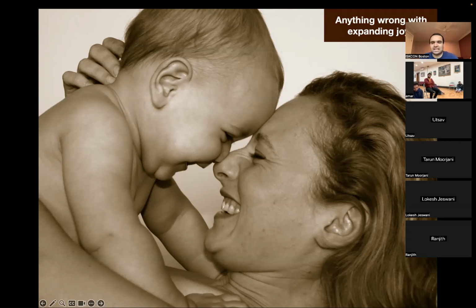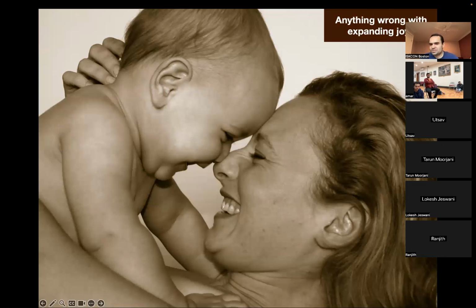So similarly, if parents are giving birth to a child just for their own selfish enjoyment, but in the process the child is suffering so much, then yeah, that's a morally wrong way of expanding joy. To expand my joy at the cost of others, that's a morally wrong way of expanding joy.